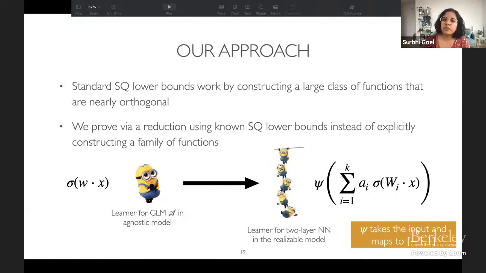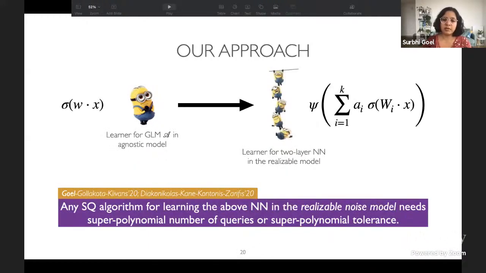And here, this two-layer part is really important, that there's a psi on top. So note that this would be just a one-layer ReLU, but we take psi to be a function that maps it into a probability distribution. So we can actually get a Boolean value from which we're learning. So what we can show is that any SQ algorithm for learning the above neural net in the realizable noise model, this was known before, if you were to learn this two-layer neural net, then you needed a super polynomial number of queries or super polynomial tolerance. And through that, we'll be able to show a reduction.